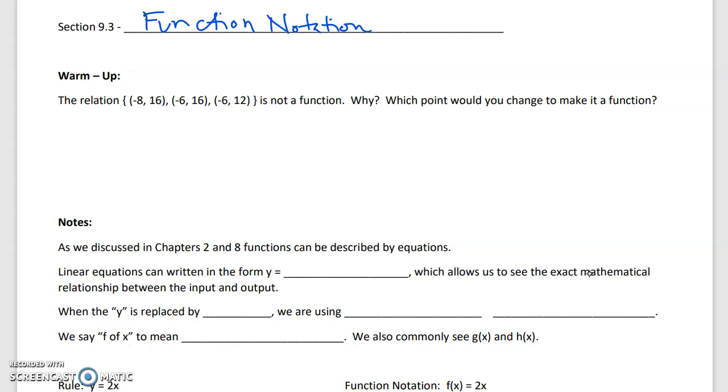For our warm-up today, let's look at this relation. Remember, our relation is a set of ordered pairs, so I have 3 ordered pairs in this relation, and I'm telling you it's not a function. Can we remember why? Well, remember, a function is when each input has exactly one output.